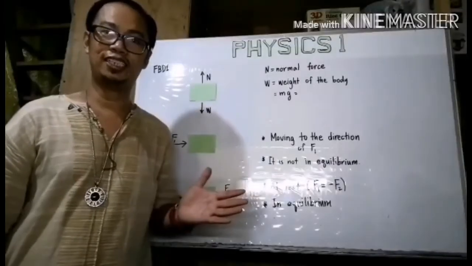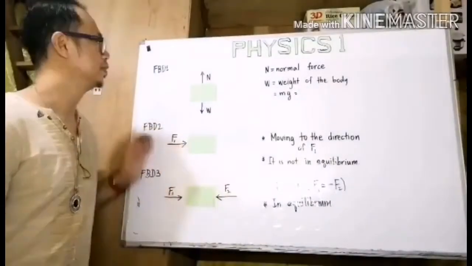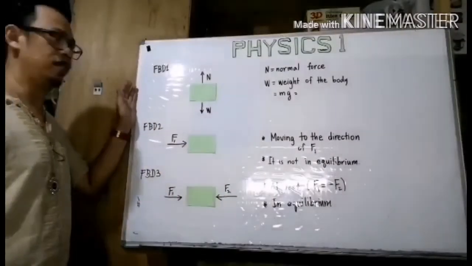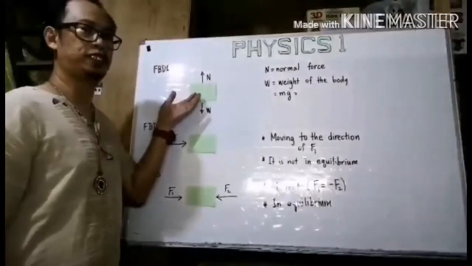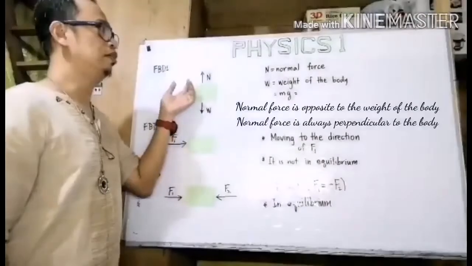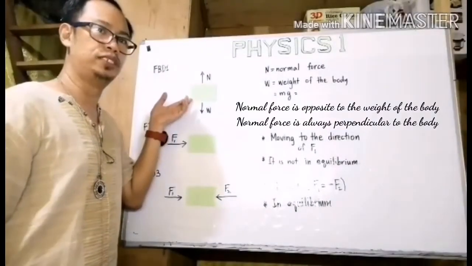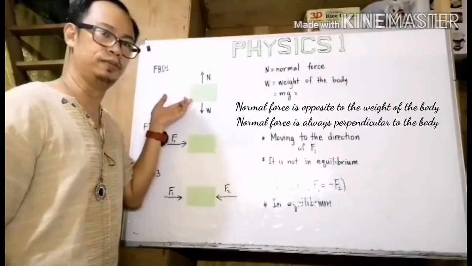To understand that clearly, I have here a free body diagram. In free body diagram 1, we have the normal force and the weight. The weight is opposite to the normal force. Therefore, it is at rest. If it is at rest, it is in equilibrium.